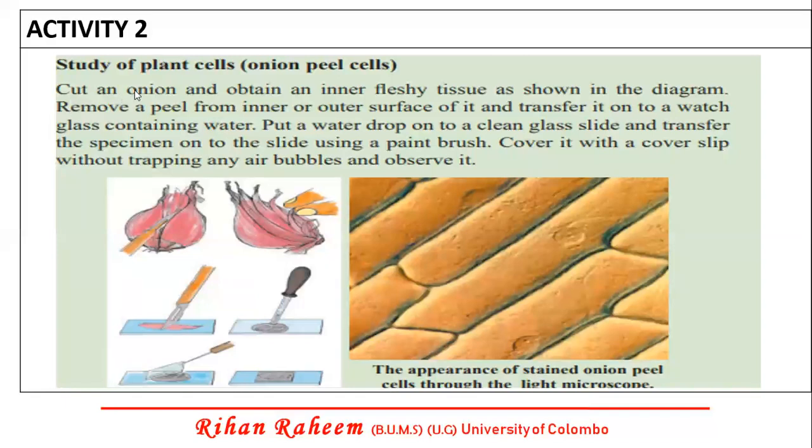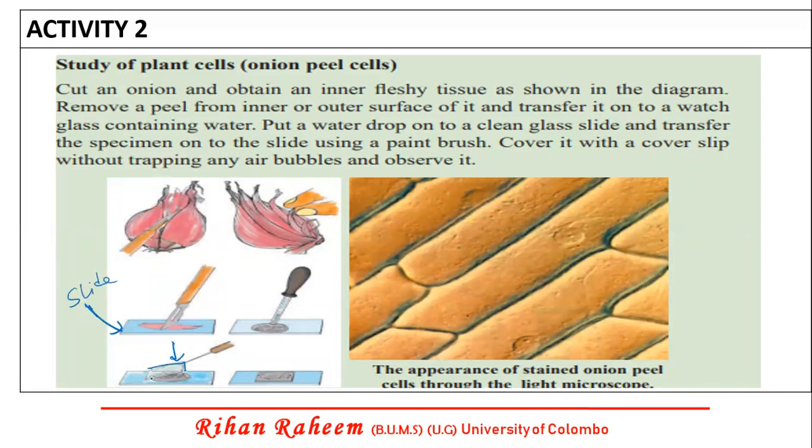So cut an onion and obtain the fleshy part, and in the middle of that you will get the small white color part, and keep that. Transfer that to this big glass piece, which is known as the slide. Transfer it to the slide and put a drop of water and put a cover slip.